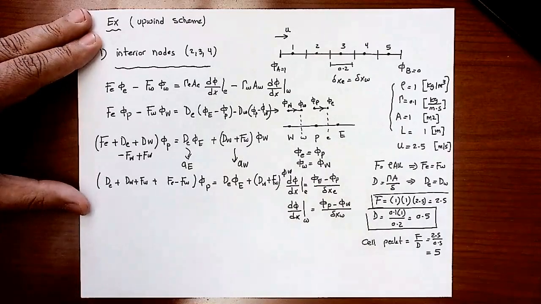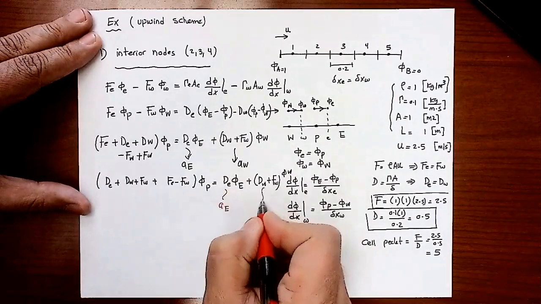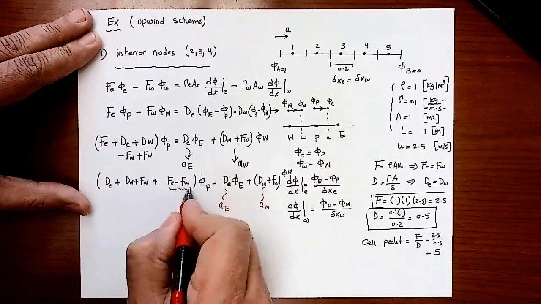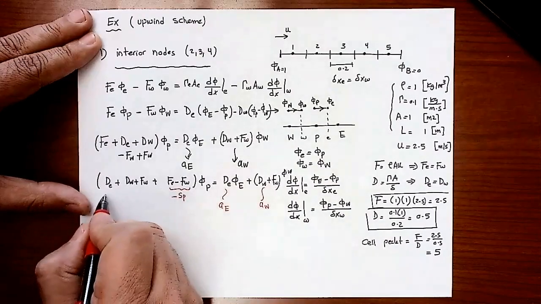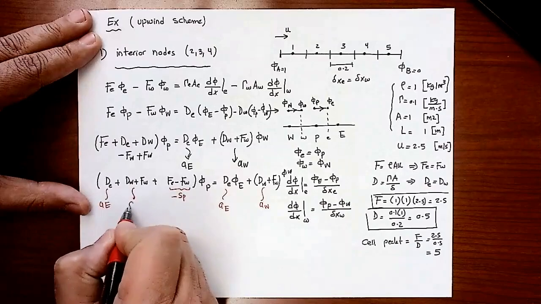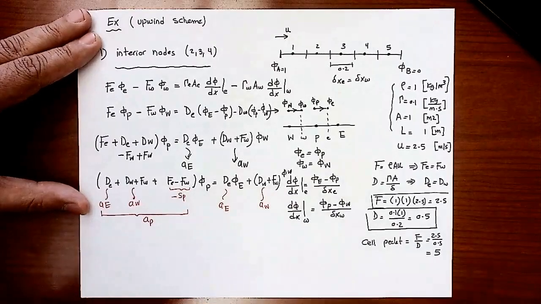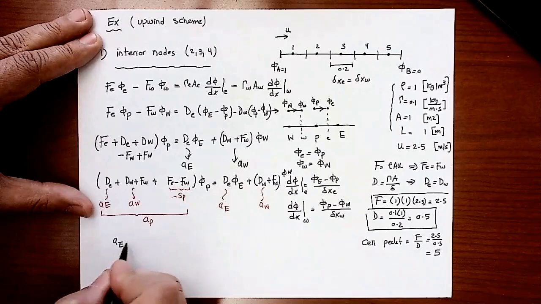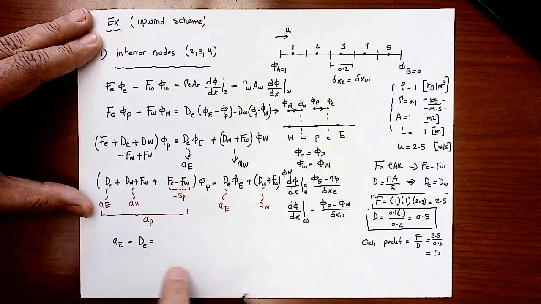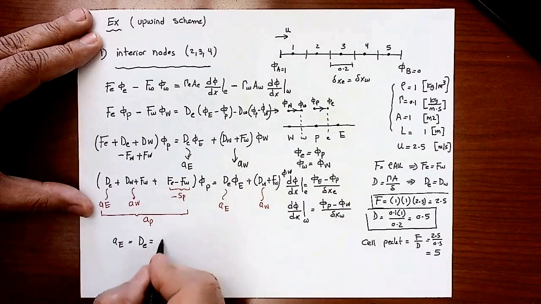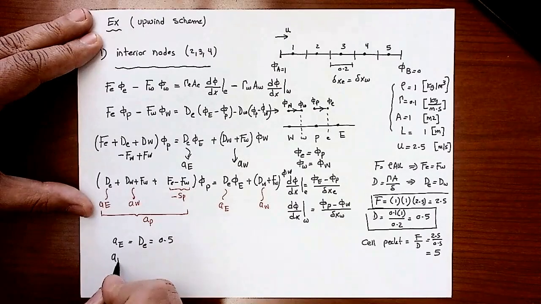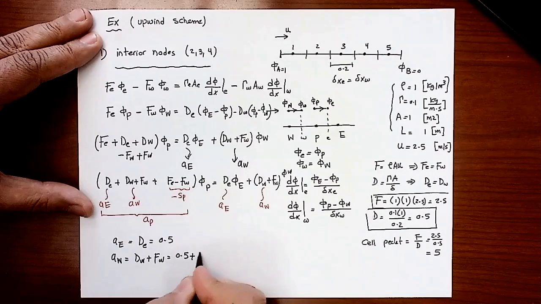So this is again my a east, this is my a west, this is my minus sp, and this is my a east, and this is my a west, and the combination here gives me the AP. So let's write down the coefficients here. A east is equal to D east, which numerically is 0.5. A west is equal to D west plus F west, which is equal to, D is 0.5 and F is 2.5. So I'm getting 3.